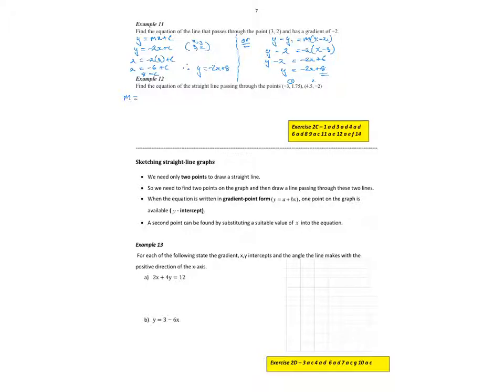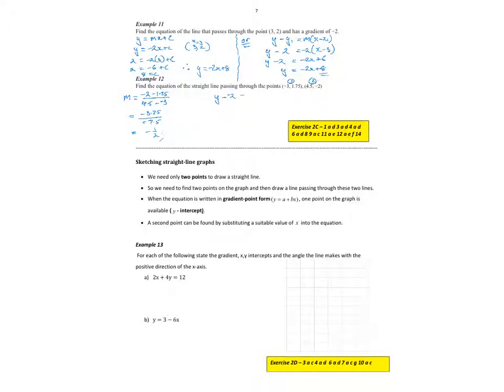Example 12, exactly the same thing. The points that we've got to work with, point 1, point 2, are a little bit messy, so we'll just work with those as they are. y2 minus y1 over x2 minus x1 is negative 2 minus 1.75 over 4.5 minus 3. So we get negative 3.75 over 7.5. Now we can, if we have a calculator, simplify that to minus a half, or if we just look at that we might see that relationship already.